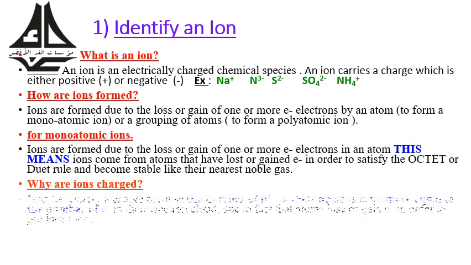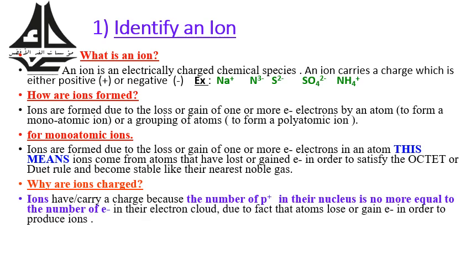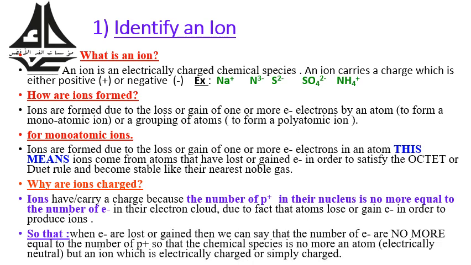Why are ions charged? Ions carry a charge because the number of protons in their nucleus is no longer equal to the number of electrons in their electronic cloud, due to the fact that the atom loses or gains electrons in order to produce ions. So when electrons are lost or gained, the number of electrons is no longer equal to the number of protons, so the chemical species is no longer an atom, which is electrically neutral, but now it's an ion, which is electrically charged, or simply charged.